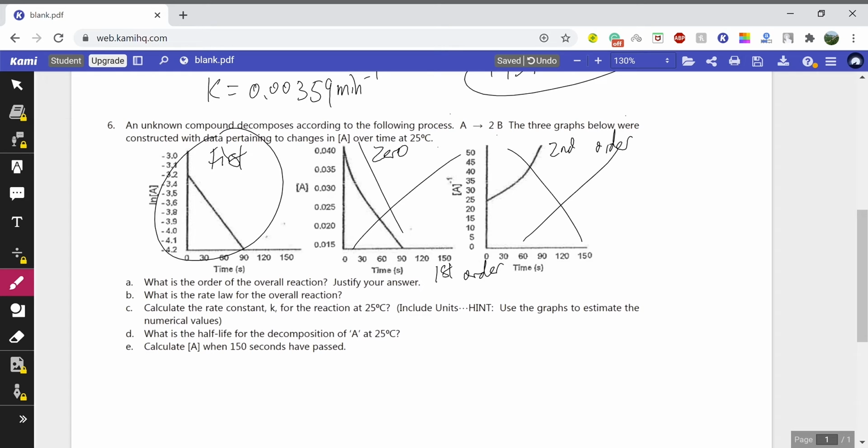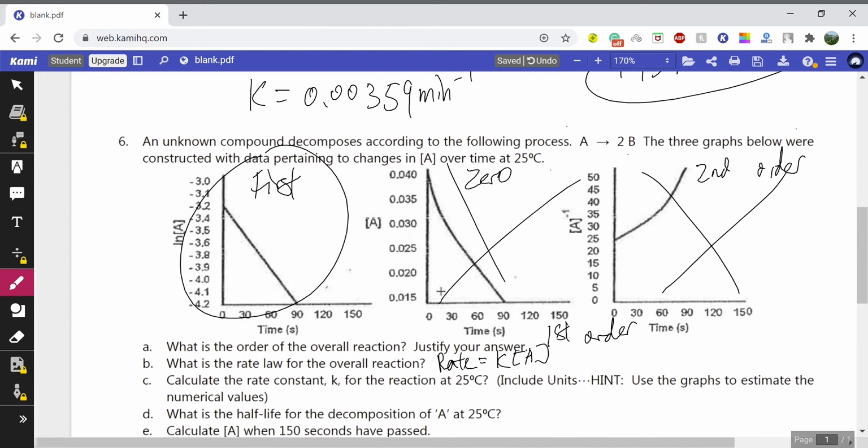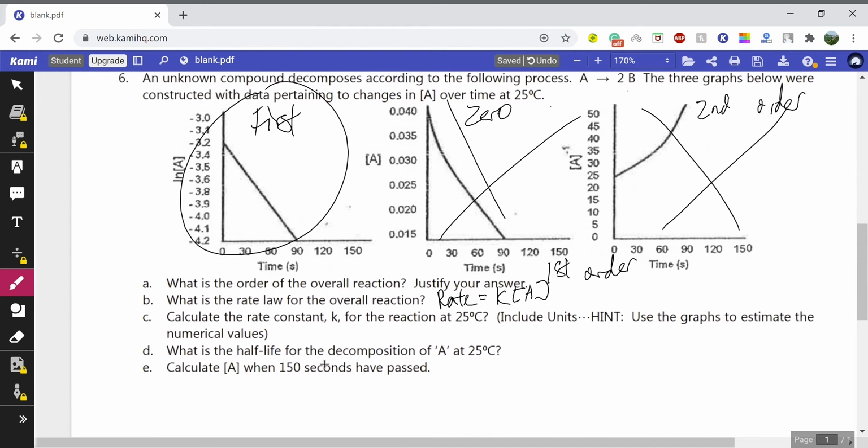What is the rate law? Rate law is rate is equal to k times the reactant. In this case, we're only given A, so it's k times A. Calculate the constant k. Another way you can calculate k is the slope. So k is the slope. You can plug numbers from the graph into the calculator to tell you what the slope is. First we use some points. At 30 we can approximate 3.6, at 60 we can approximate 3.9, and at 90 we can approximate 4.2.